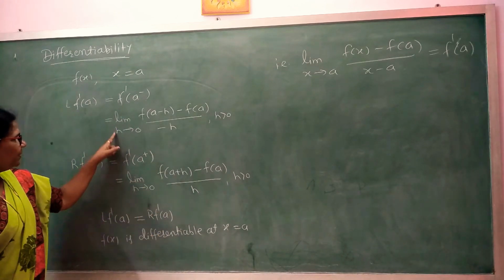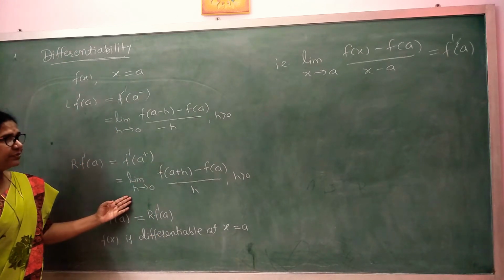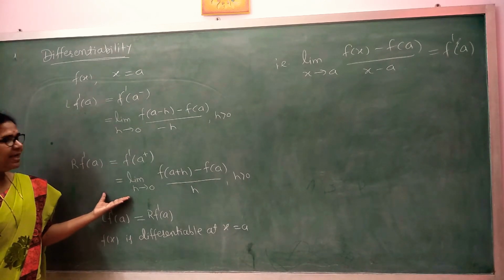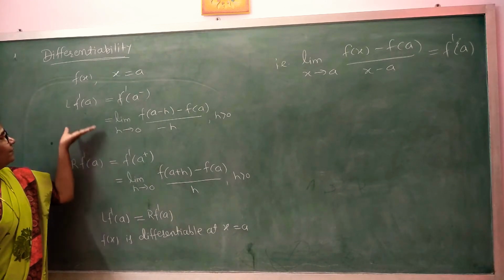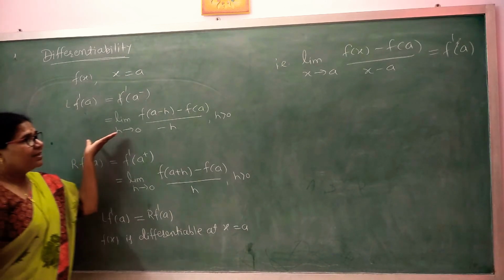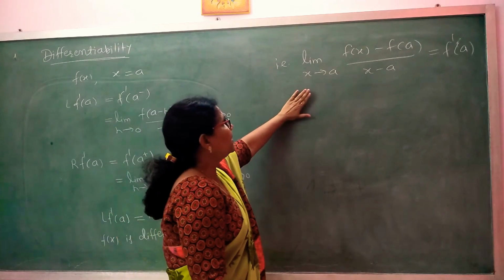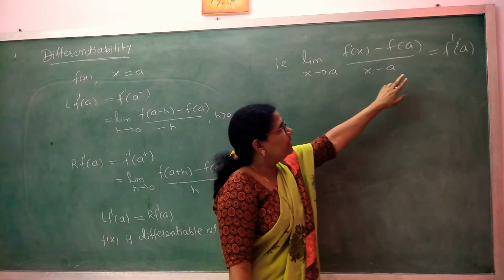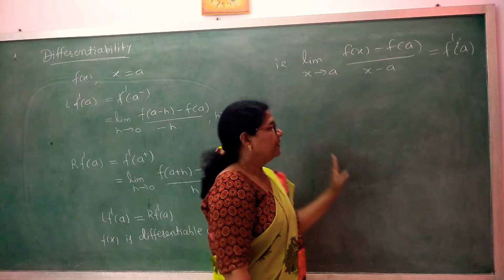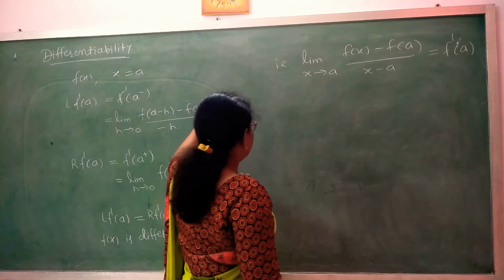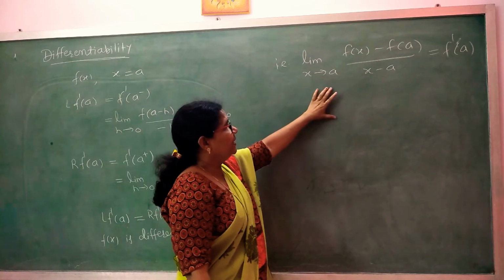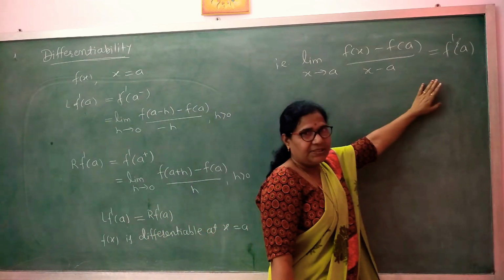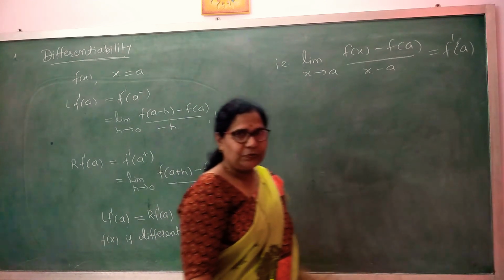Now, these are the two limits, left limit and right limit. We know that when two limits are equal, we say that the limit of the function exists, and that's why we can write these two definitions combined like this: limit x approaches to a, f of x minus f of a upon x minus a is equal to f dash of a. Simply, if from the left hand derivative and right hand derivative this limit exists and is finite, then we say that the function is derivable at point x equal to a.